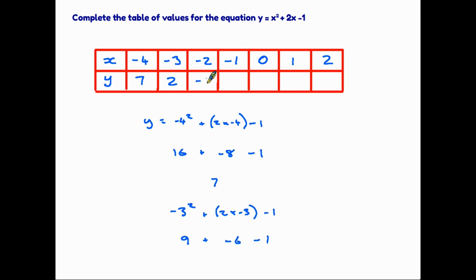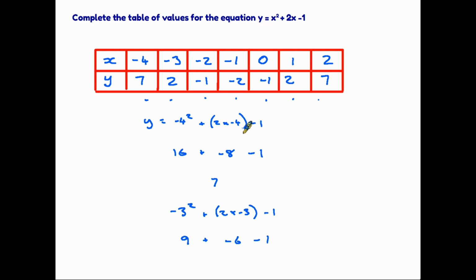Now, I'm not going to do every equation here. I will fill the rest of the table in. There is one thing you can take a look at here, and that is that a quadratic graph is symmetrical. Therefore, there is going to be a pattern appear along this bottom line. And if you take a look at it, we have 7, 2, minus 1, minus 2, minus 1, 2, 7. It's repeating itself as if it were in a mirror.